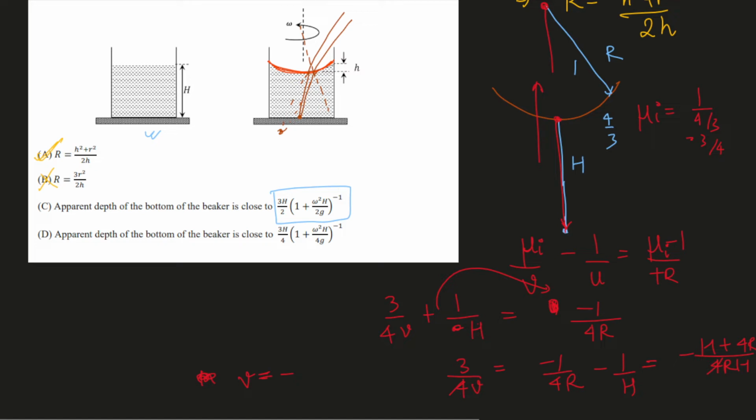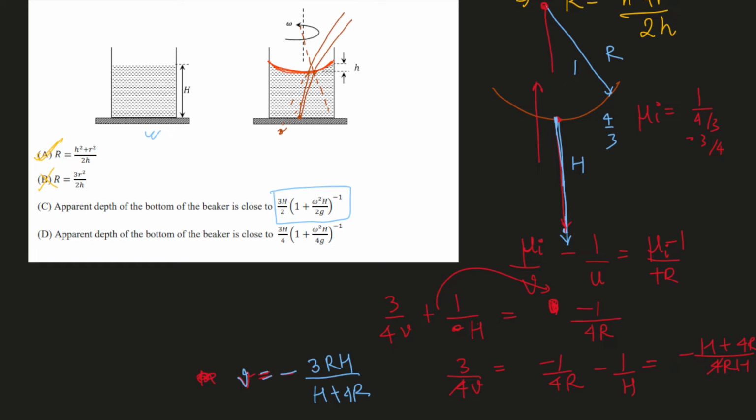Notice the negative. That means the image is forming behind the mirror, so it is a virtual image. We knew that has to be the case. So v is equal to negative 3Rh over h plus 4R. So that's where we stand now. But notice that the options don't really involve R. They just involve h, and they involve omega. So what do we do now?